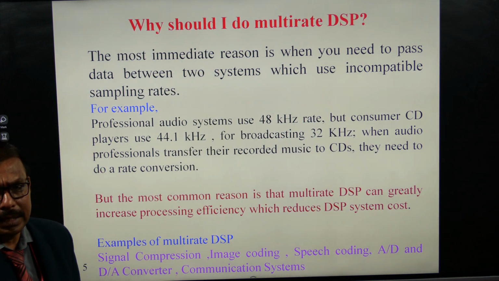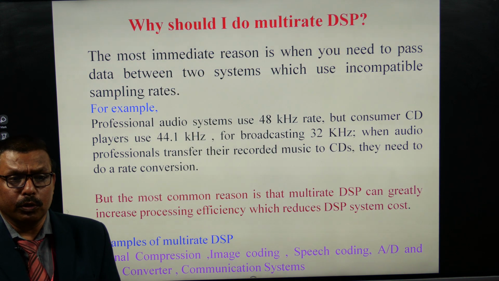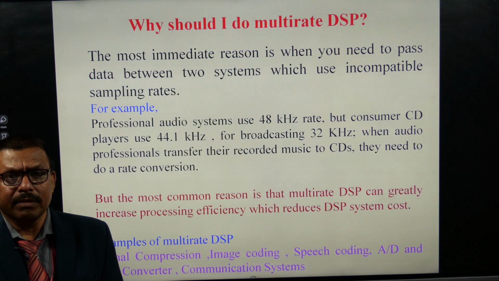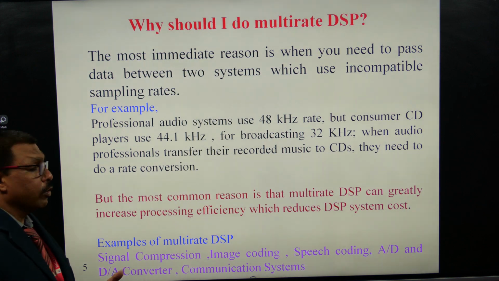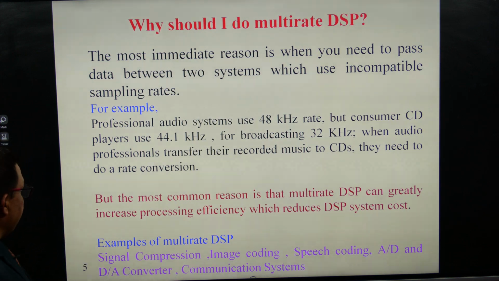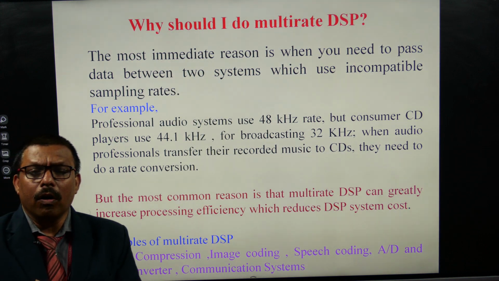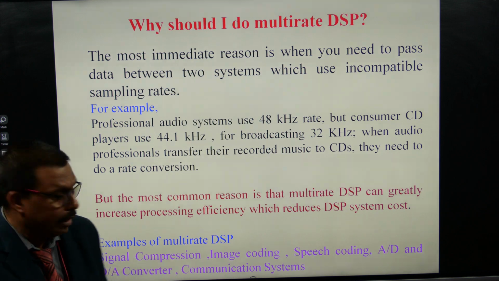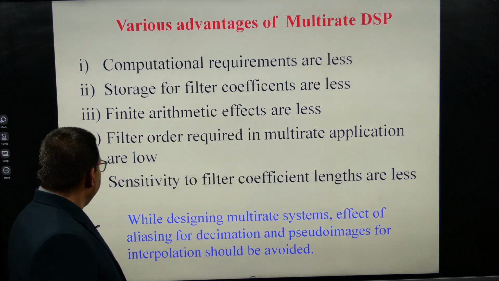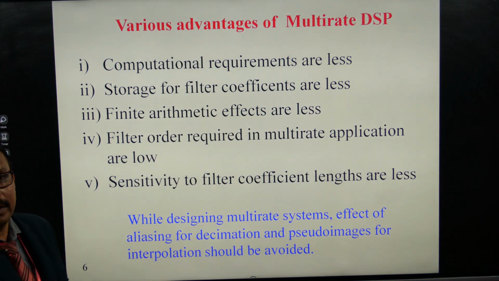Not only for signal conversion, multiple sampling rates can also be used to compress signals, which saves bandwidth as well as storage space. So in signal compression, image coding techniques, speech coding techniques, analog to digital conversions, digital to analog conversions, and all communication systems, we adopt multirate digital signal processing.